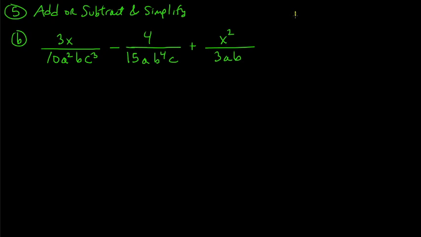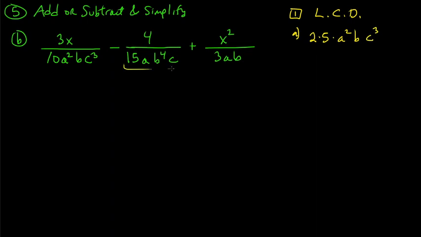So remember the steps here. The first thing you have to do is find the least common denominator. And how do we do that? Well, we write down all the denominators and we factor them completely. So let's factor the first denominator. Again, there's not much to factor, just the 10. 10 is 2 times 5. So 2 times 5 times a squared times b times c cubed.